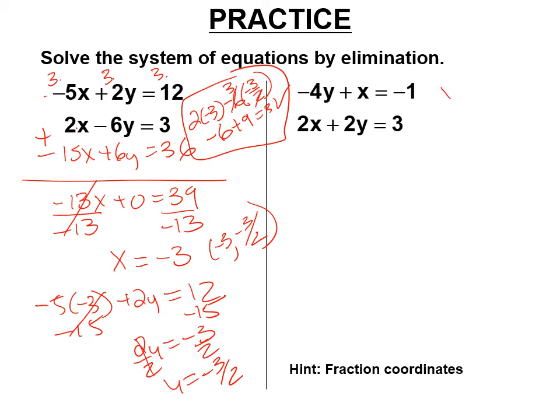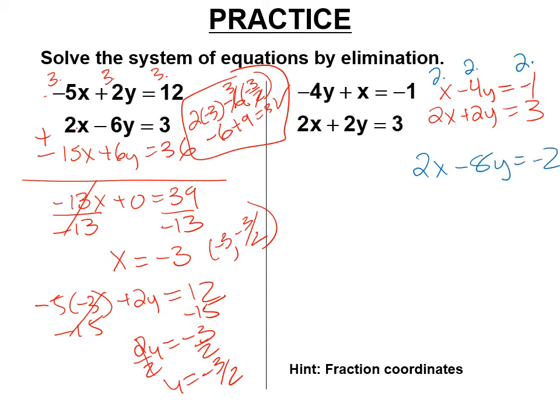So I'm going to rearrange it as x minus 4y equals negative 1. And then we have 2x plus 2y equals 3. Well, I'm going to multiply the top one by 2. You absolutely could have multiplied the bottom one by 2. Either way works. The top one by 2 is 2x minus, let's write it out. Don't be lazy. Minus 8y equals negative 2.